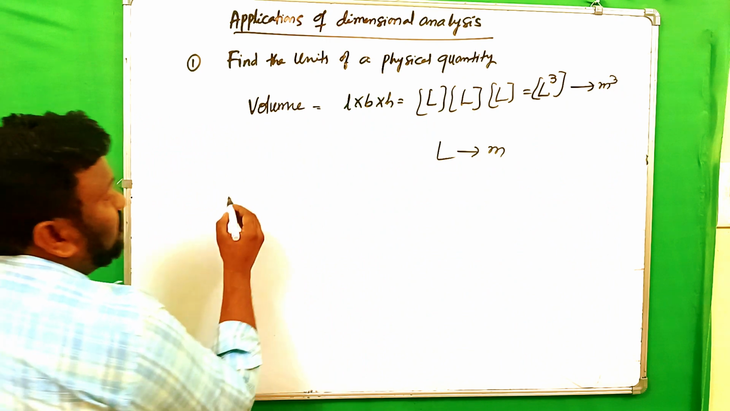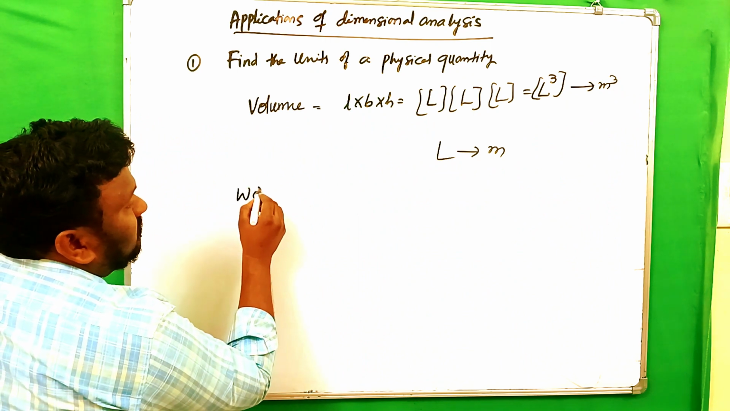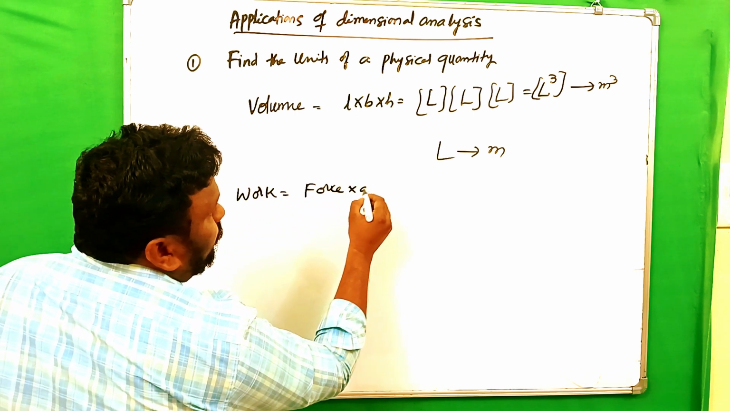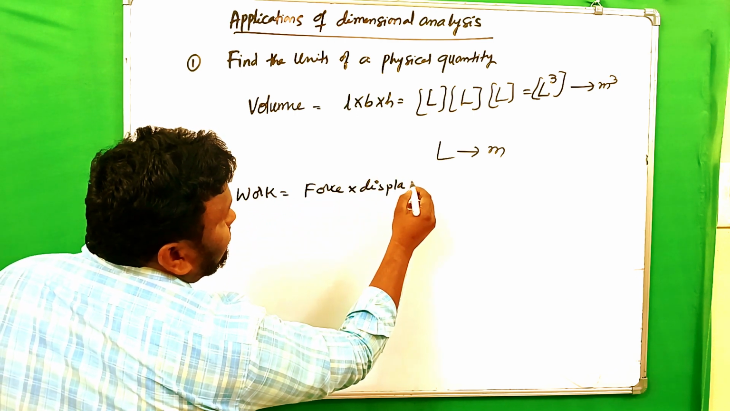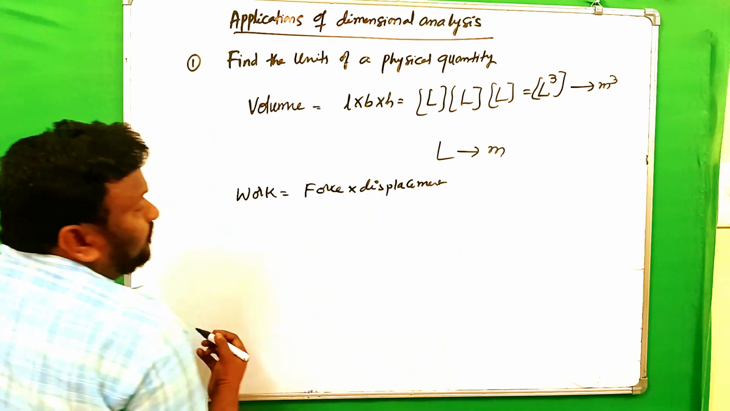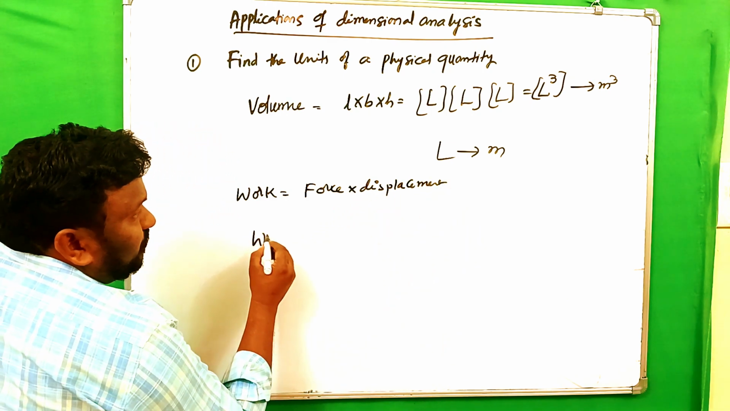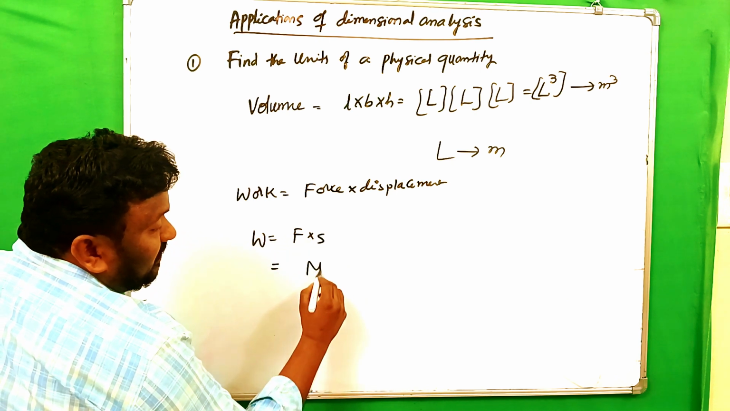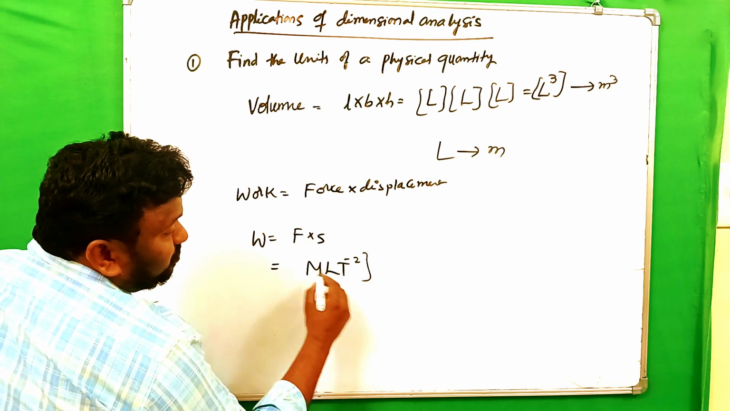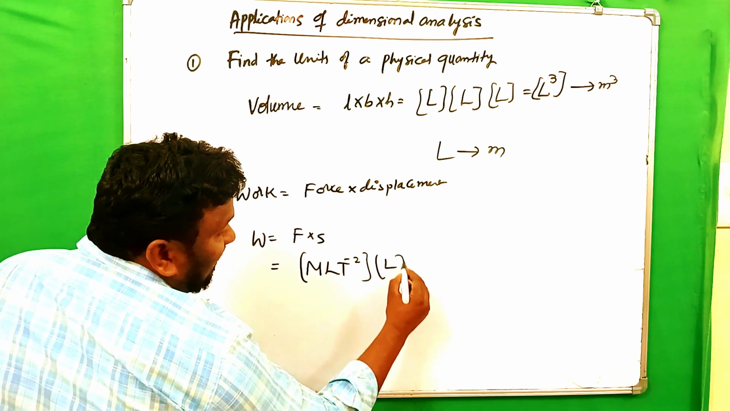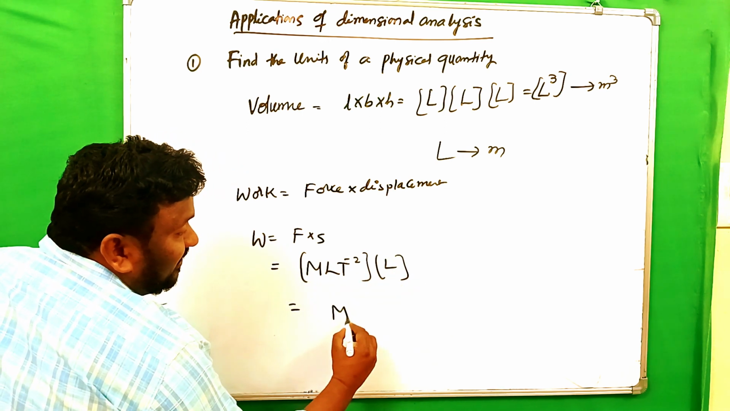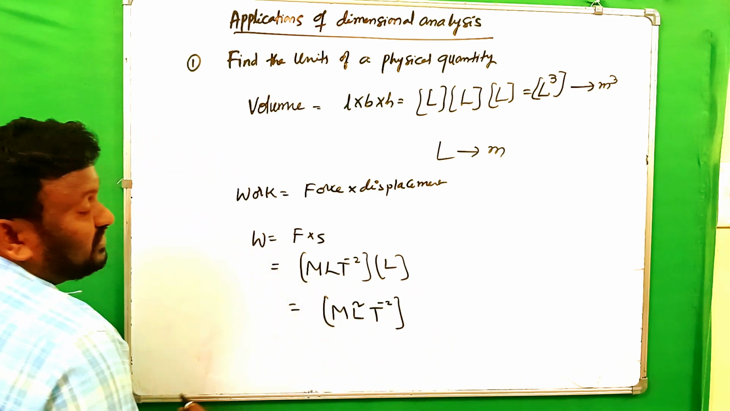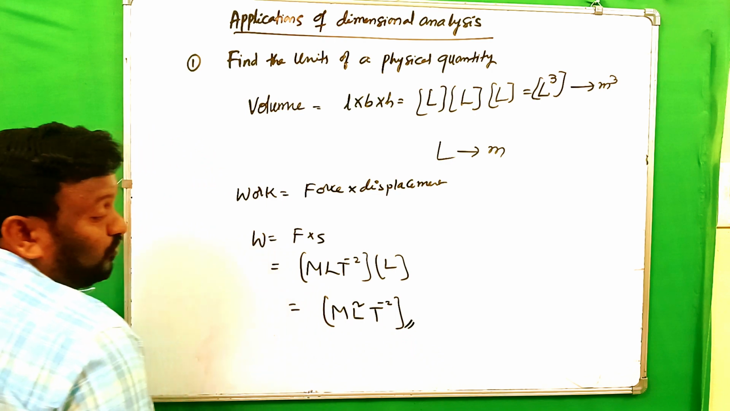Clear? In the same manner, we know work is equal to force into displacement. So W is equal to F into S. What is F here? Force, M L T inverse 2, and length is L. Then we can write M L square T inverse 2. It is the dimensional formula for work.